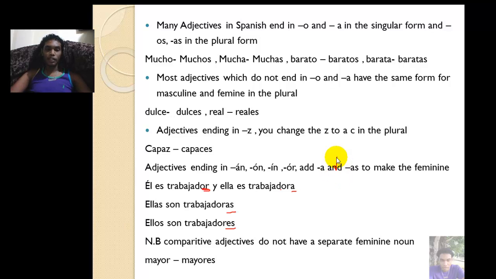Not all comparative adjectives have a separate feminine form. Por ejemplo, mayor, mayores. Okay? And that means more, better.